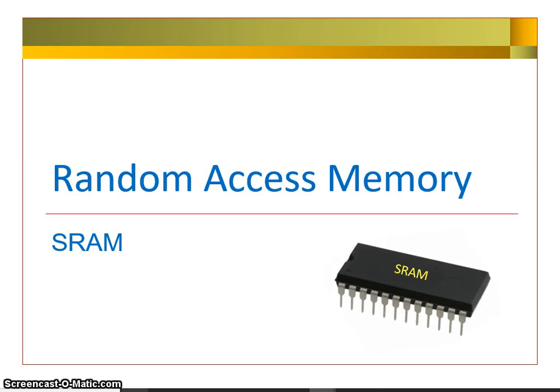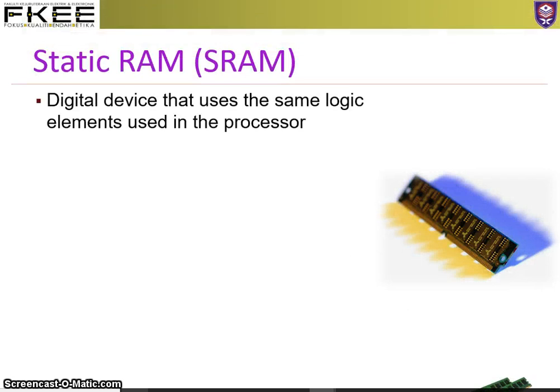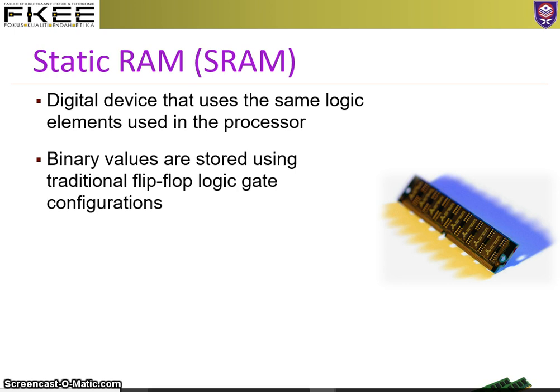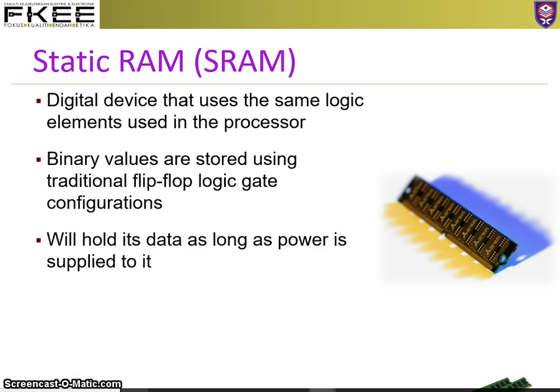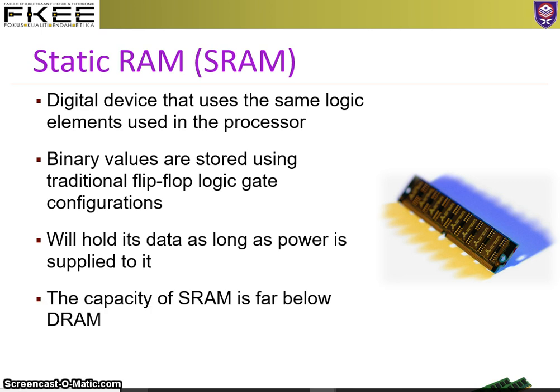Now we'll talk about SRAM, which is static RAM, under random access memory. Static RAM or SRAM is a digital device that uses a logic element similar to the processor. It stores binary values, logic 1 or logic 0, in a flip-flop configuration. And it is non-volatile, so the data inside that particular cell will be retained as long as power is connected to the cell.